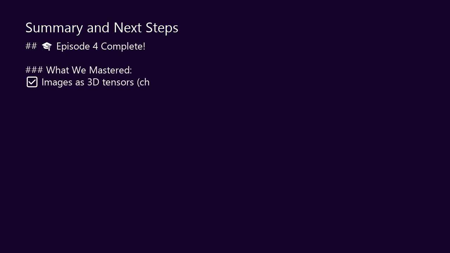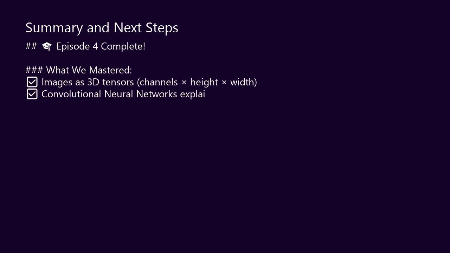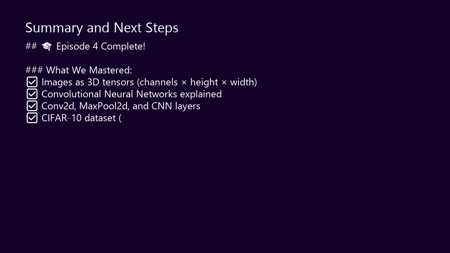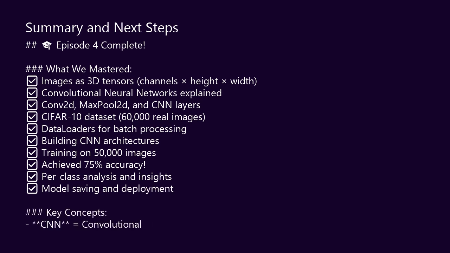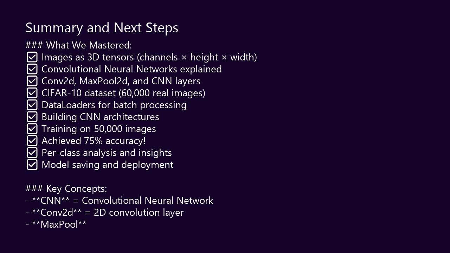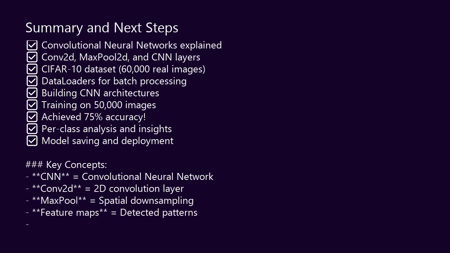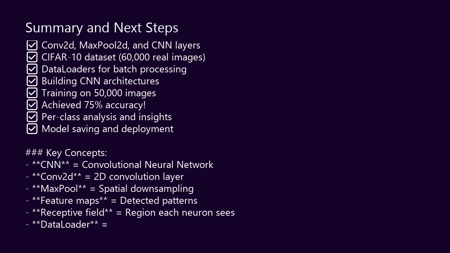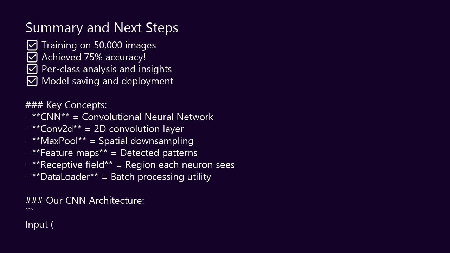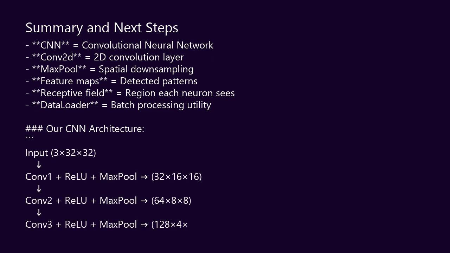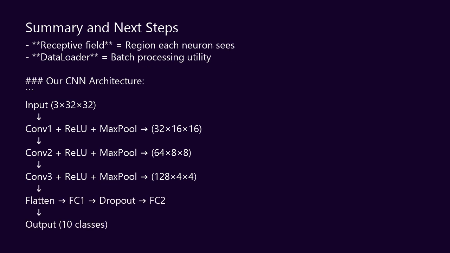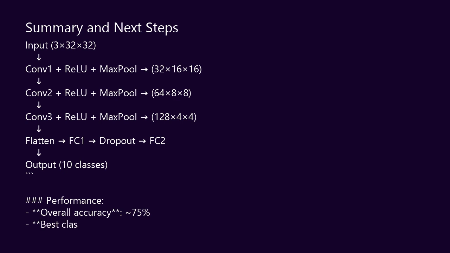Congratulations! You've built and trained a real computer vision model. Let's recap this incredible journey. We started by understanding images as tensors. Color images are 3D tensors with red, green, and blue channels. We learned about CNNs and how they preserve spatial structure. Unlike regular neural networks that flatten images, CNNs use convolutional layers that slide across images detecting patterns.